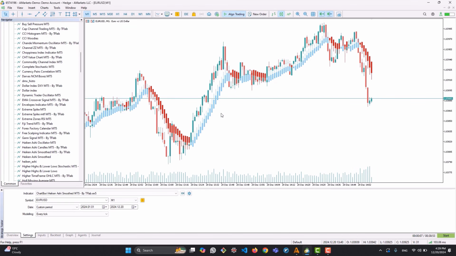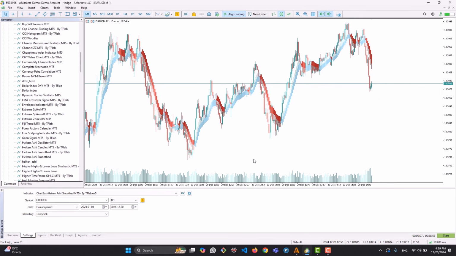Heiken Ashi indicator, with the difference that its changes are smoother and more refined, allowing us to better identify trends with this indicator compared to the simple Heiken Ashi indicator. Here, the red candles indicate a downward trend, and the blue candles indicate an upward trend. We can use this indicator similarly to a moving average.